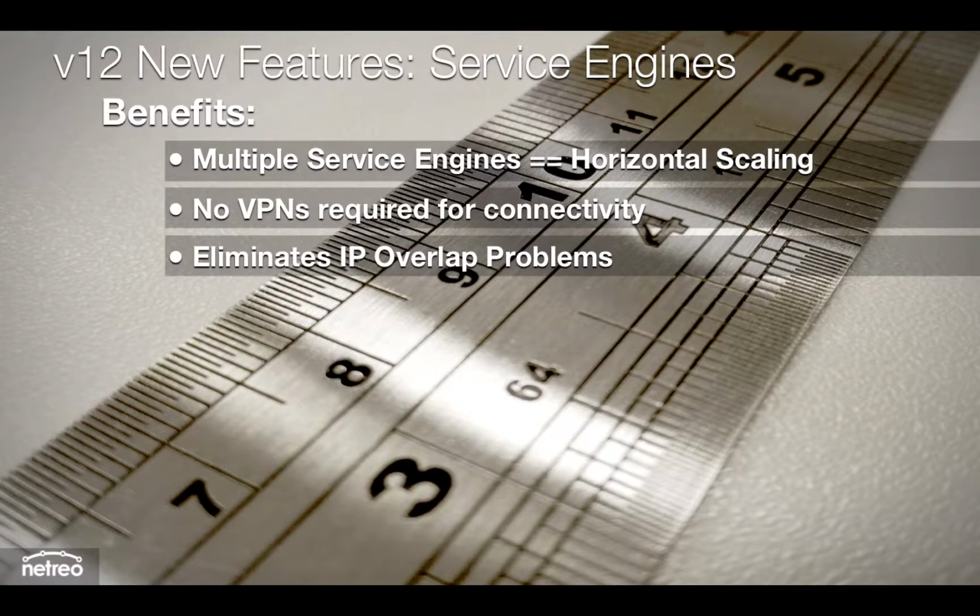Lastly, the service engine architecture eliminates the potential of IP overlap. This scenario isn't typically a problem in a standard corporate WAN. But when we start talking about the MSP market, and other corner cases, it becomes very, very important.